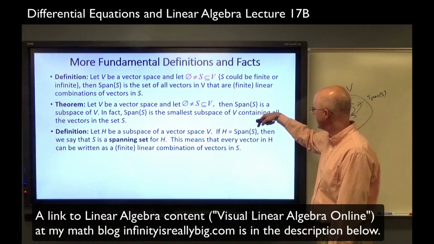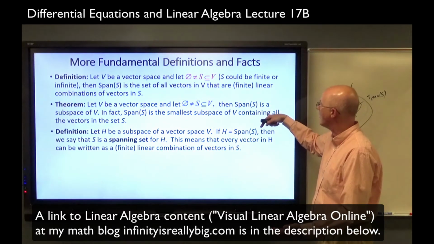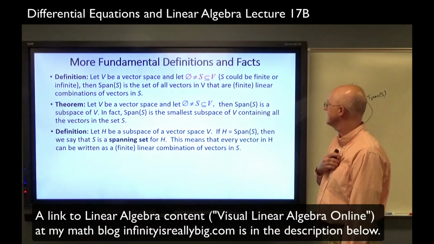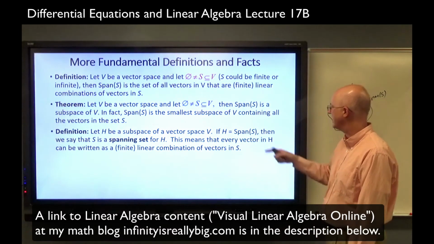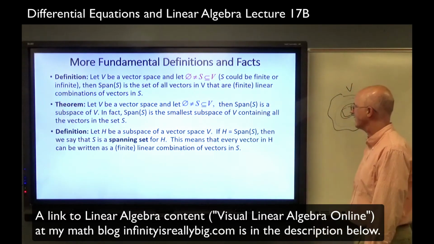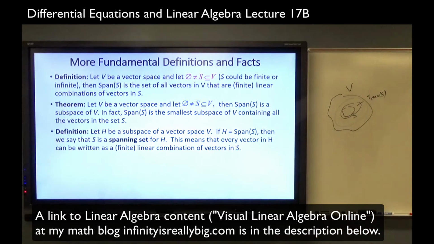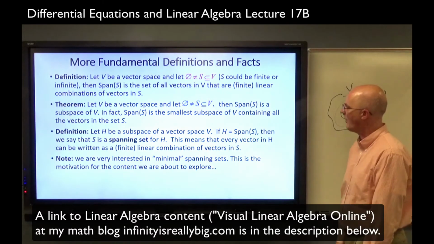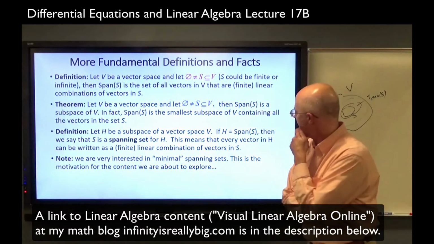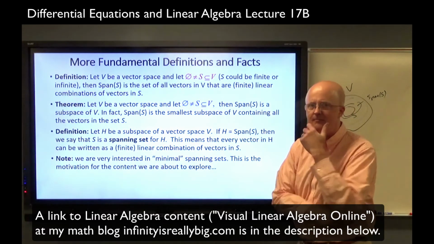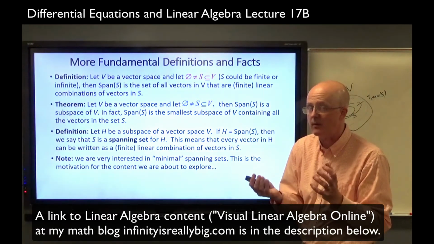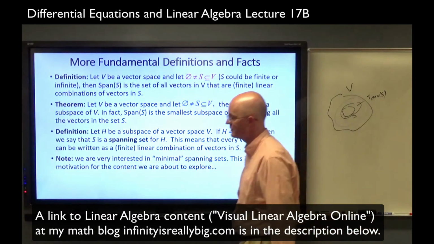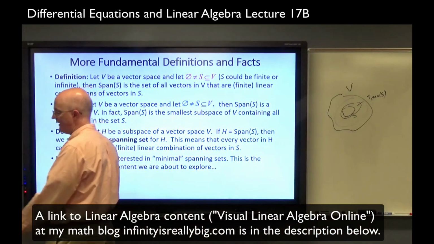If H equals the span of S, call S a spanning set, and it does mean, by the definition of span, that everything in H can be written as a finite linear combination of vectors in S. Note, we are very interested in minimal spanning sets, making S, in a sense, as small as we can get away with. This is the motivation for the content that we are about to explore right now.